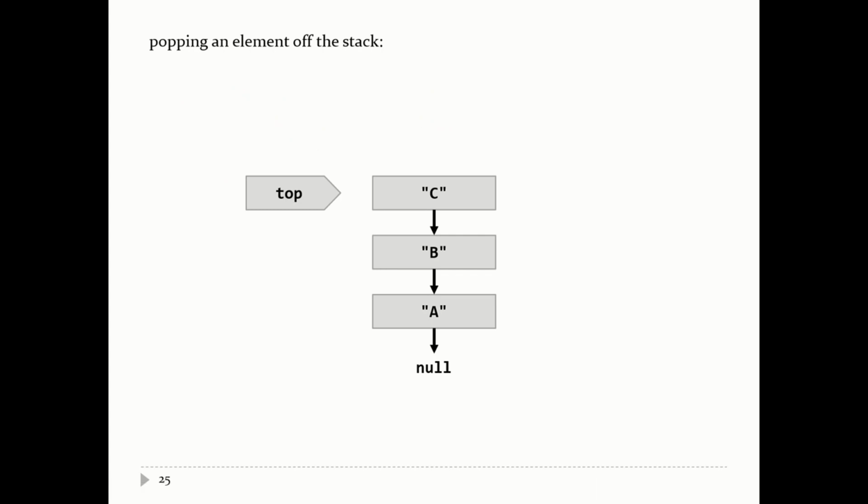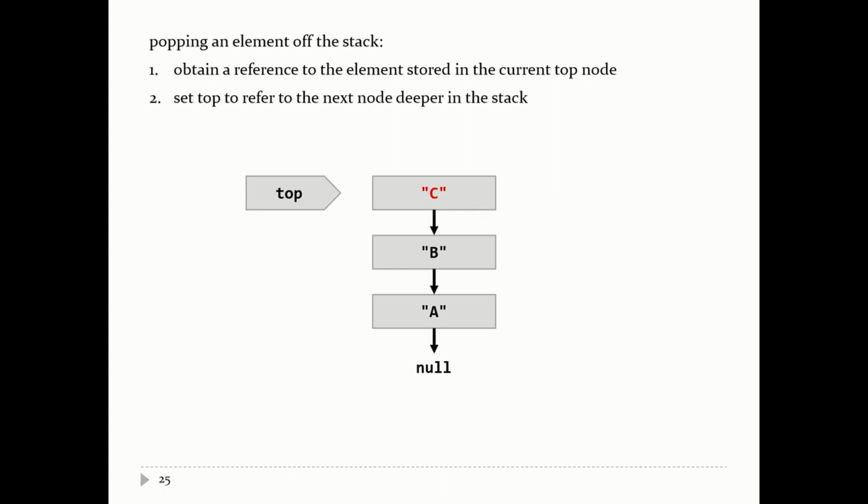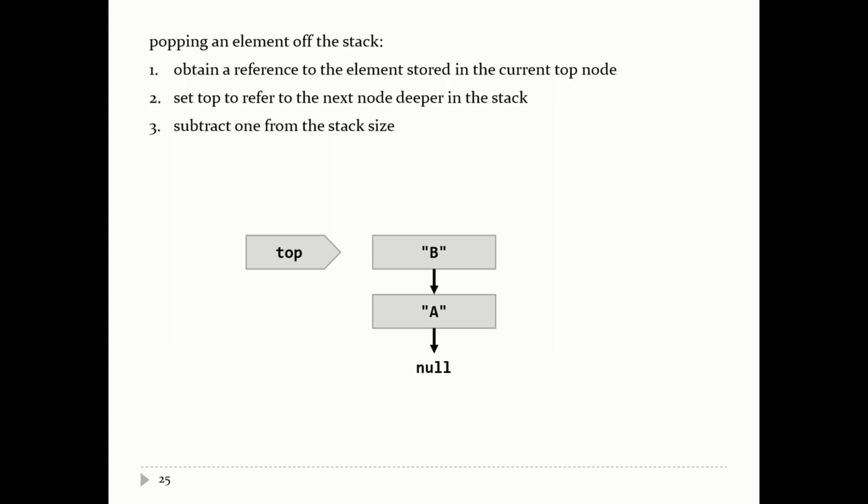What about pop? For pop, I want to remember that there's a C sitting here, because I need to return that C back to the caller. So I'm going to obtain a reference to the element stored in the current top node. That's easy. I have a reference to the top node, so I can get the element just by top.elem. I want to then set top to refer to the next node deeper in the stack. That's just top.next. So it's just top equals top.next. And then step 3, subtract 1 from the stack size. So pop is also easy.